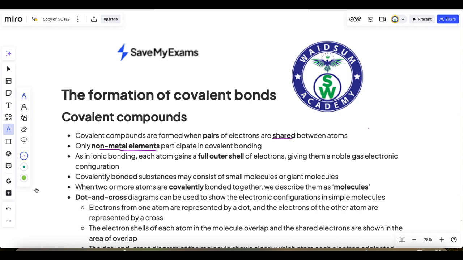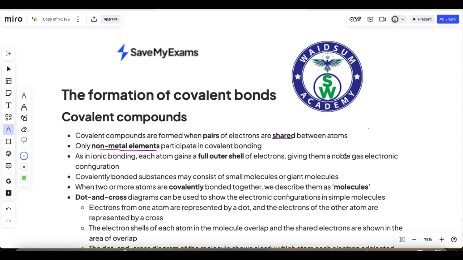Now, a covalently bonded substance may consist of small molecules and or giant molecules. Sometimes just small molecules, sometimes giant molecules. When two or more atoms are covalently bonded together, we describe them as molecules.